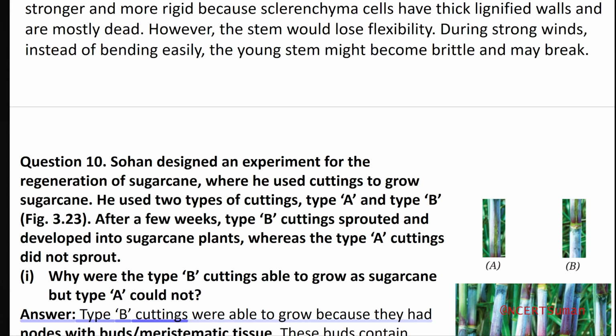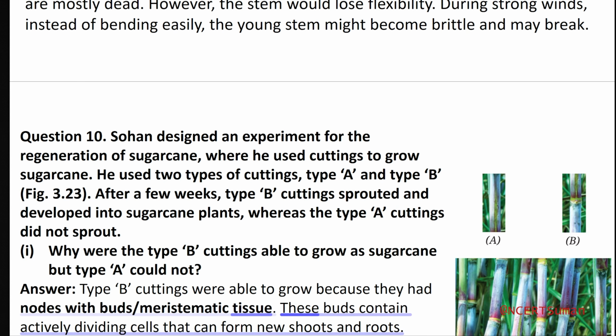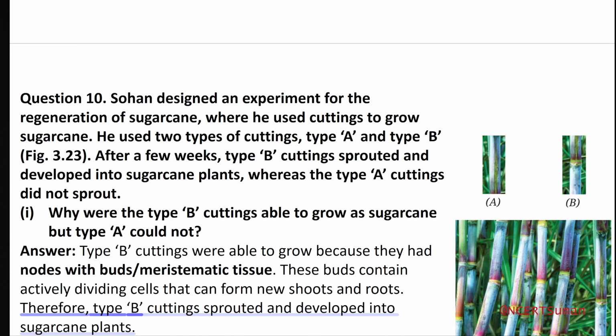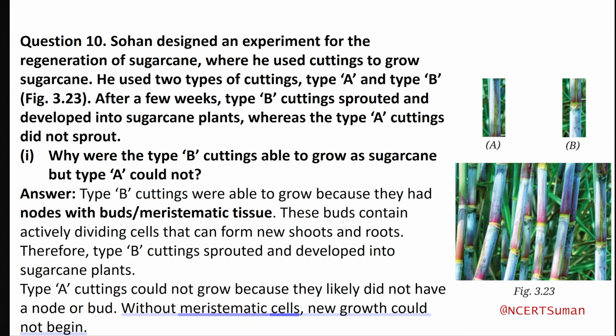Answer: Type B cuttings were able to grow because they had nodes with buds/meristematic tissue. These buds contain actively dividing cells that can form new shoots and roots. Therefore, Type B cuttings sprouted and developed into sugarcane plants. Type A cuttings could not grow because they likely did not have a node or bud. Without meristematic cells, new growth could not begin.